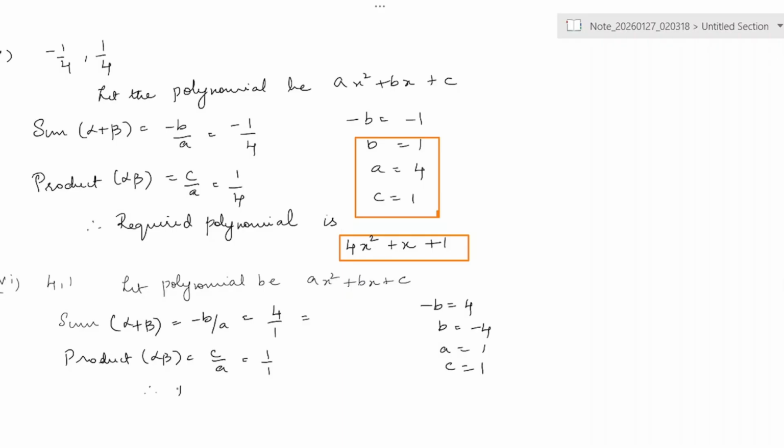Therefore, the required polynomial is... we'll put the values of a, b, c in this. So the coefficient of x squared is 1. So x squared minus 4x, constant is 1, plus 1. That's all with this exercise. Yes, I highlighted the answer. We have completed this exercise.